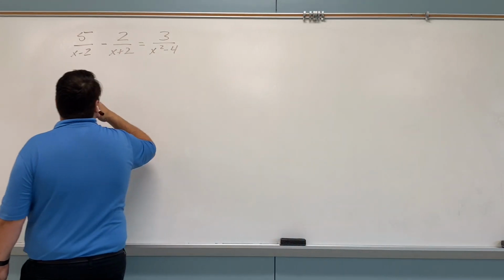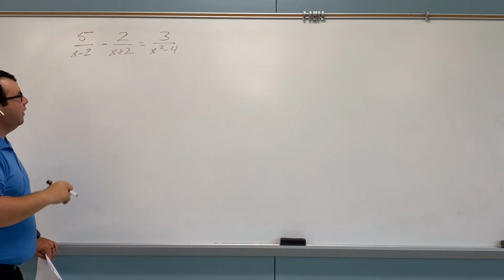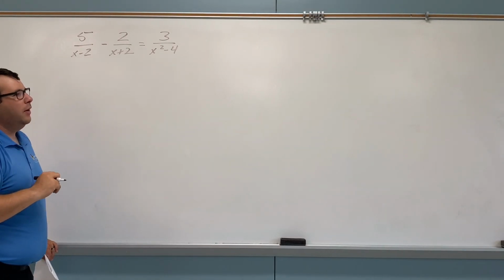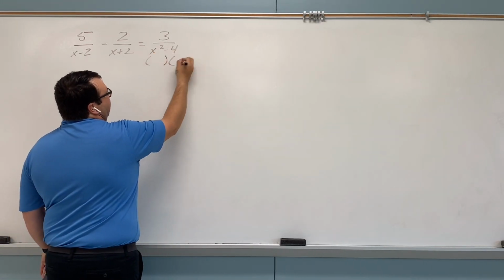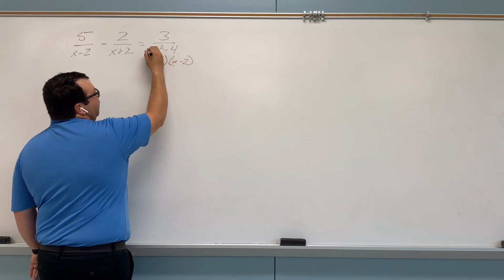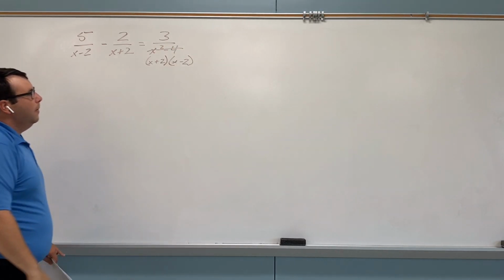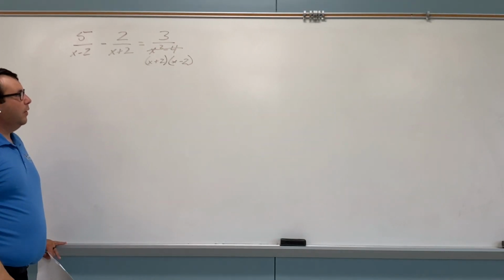Now, looking at this problem, I see I have an x minus 2, I have an x plus 2, and I have an x squared minus 4. This looks like it could factor. Let's go ahead and break that down. So that's x plus 2, x minus 2, because it is a difference of squares. I'm using that shorthand where I just factored below, and I crossed out the x squared minus 4.